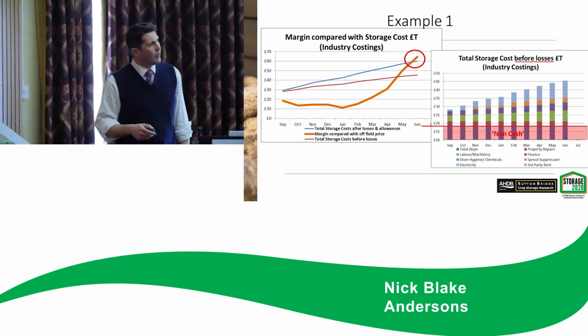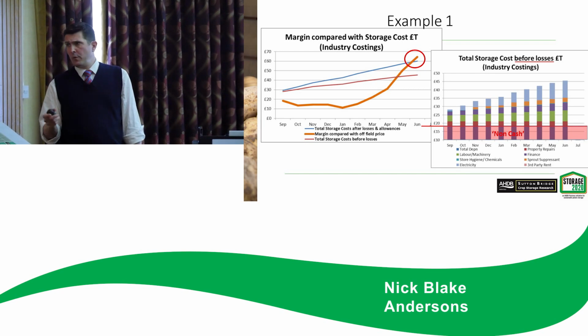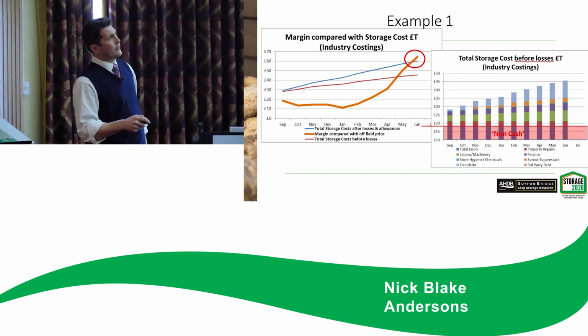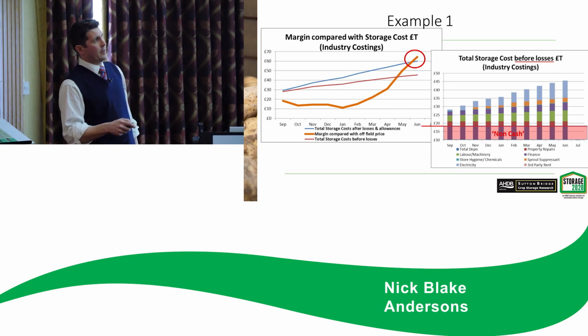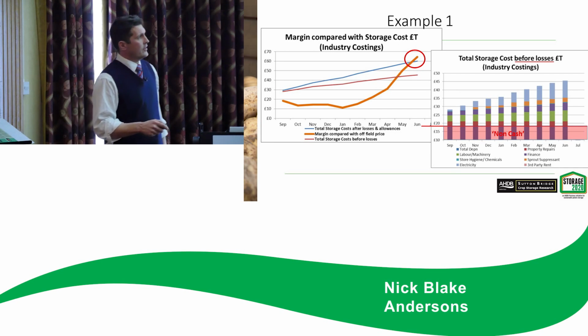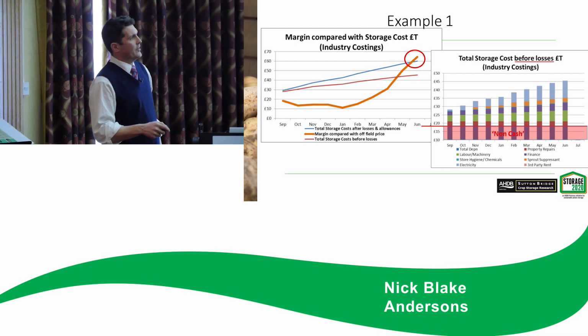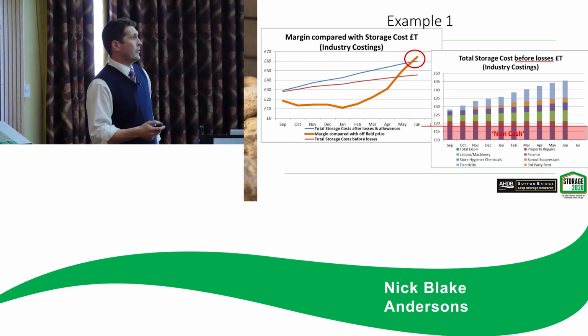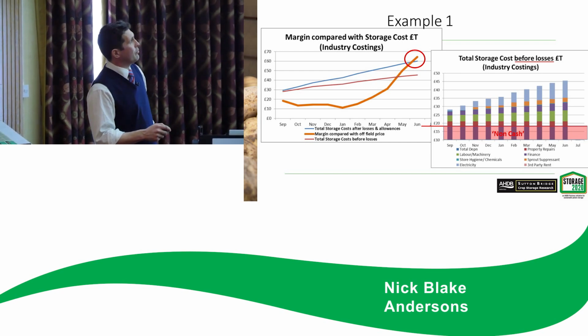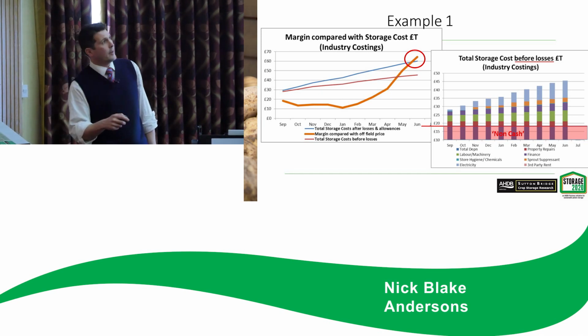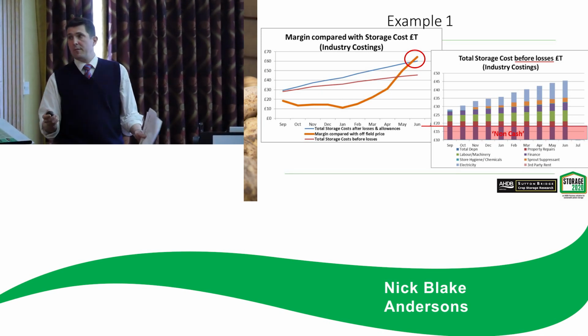ex-field price. And obviously one of the things that this includes, on the graph on the right hand side, the total storage cost before losses in pounds per tonne, you can see there's a significant proportion of that cost is what we consider a non-cash, so whatever that is, £18 a tonne, which would cross the blue line if you ignored the depreciation, which many growers do.